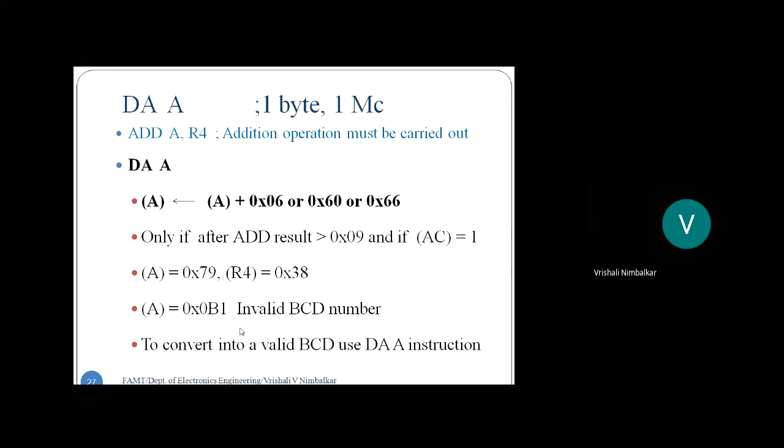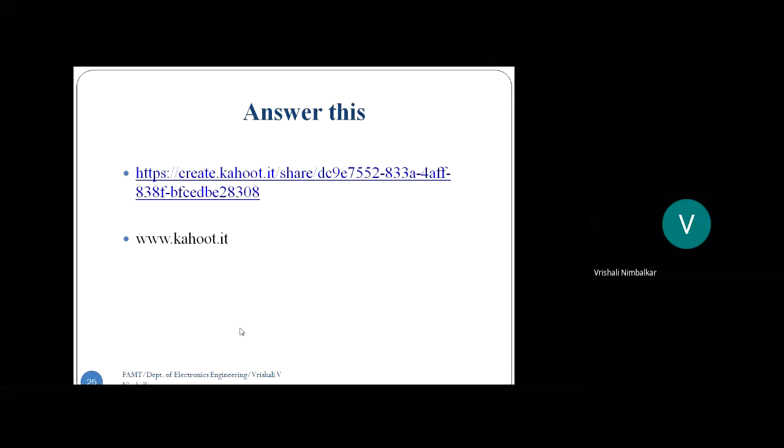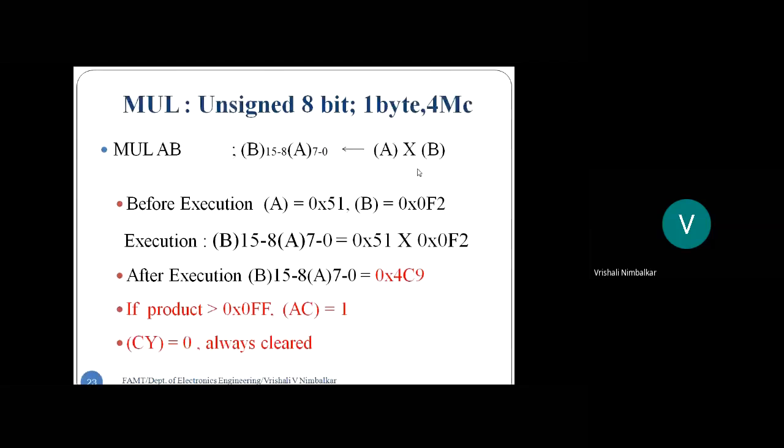Points to remember regarding multiply and divide. These are the longest-time-taking instructions for execution. Multiply and divide require 4 machine cycles to execute, and always the two numbers that you are going to operate on should be in the accumulator and B register. Multiply was unsigned 8-bit multiplication, A into B. The answer can be 16-bit, lower answer in A register, higher answer in B register.